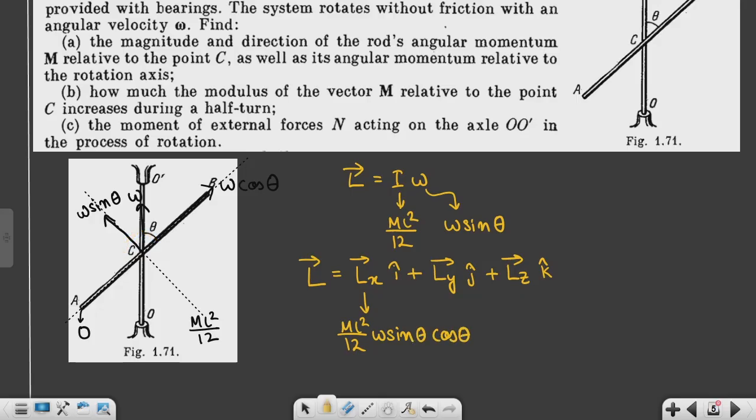One more thing: Lx has a negative sign. Why? Because if you take this vector, the component of the vector is along the negative x-axis, no? So this negative is due to the negative x-axis.